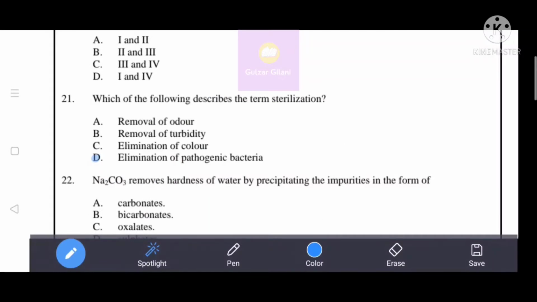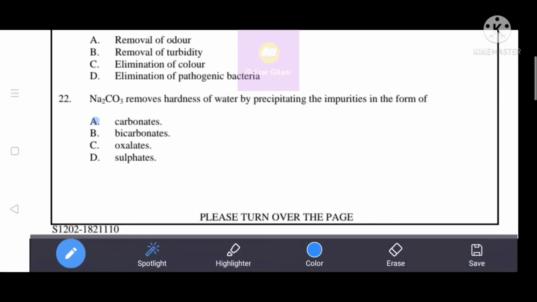Next question, which of the following describes the term sterilization? Given options: removal of odor, removal of turbidity, elimination of color, elimination of pathogenic bacteria. The correct answer is option D, elimination of pathogenic bacteria. The term sterilization means elimination of pathogenic bacteria, means D is the correct answer.